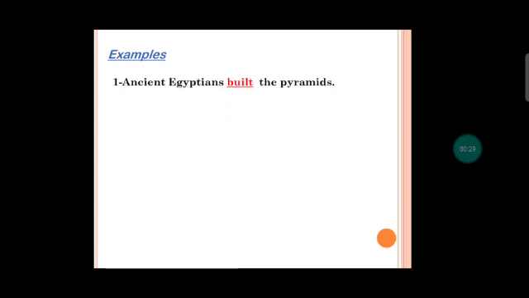Examples. The ancient Egyptians built the pyramids. The verb built here is in the past because we talk about something that happened in the past. Built is the past of build. So build, built, built.